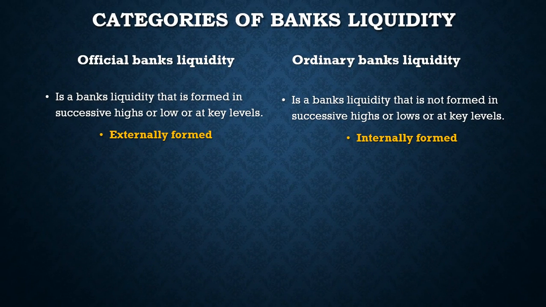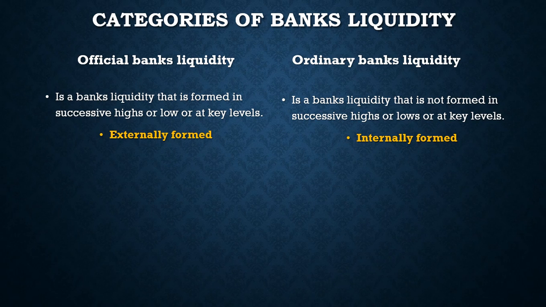Now we have the categories of the bank's liquidity, which are also two: official bank's liquidity and ordinary bank's liquidity. On the official side, the bank's liquidity is formed on successive highs or lows or at a key level. When you compare it to the ordinary bank's liquidity, it is not formed on successive highs or lows or at key levels.